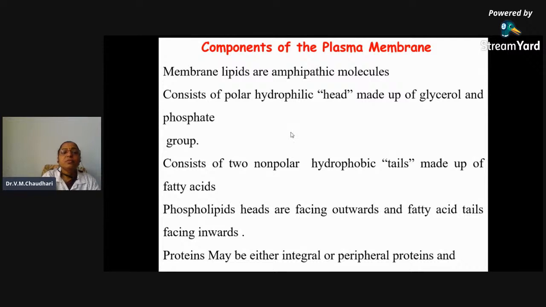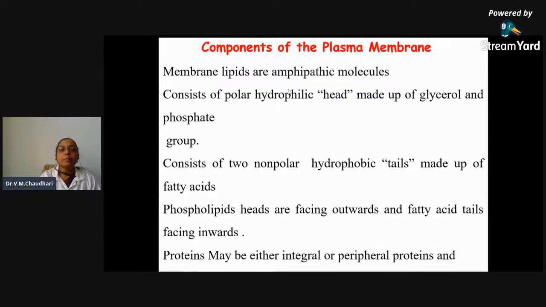So what are the components of the plasma membrane? Membrane lipids are amphipathic molecules. It consists of lipid as well as globular protein. Phospholipid bilayer means it consists of lipid and beside that lipid it consists of protein molecules. So membrane lipids are, do you get up to this?